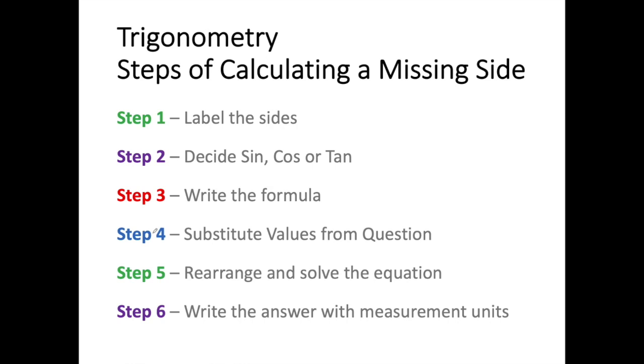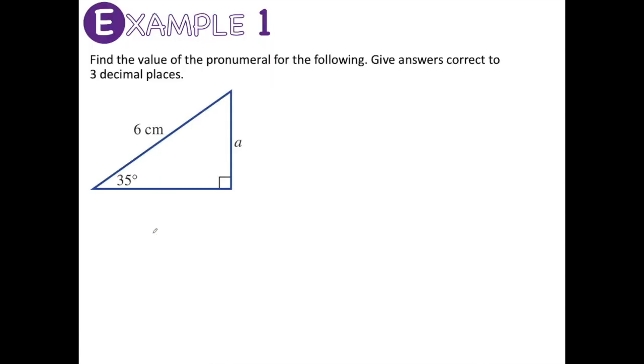So let's have a look at some examples of how we can apply these 6 steps to be able to calculate the missing side of a triangle. So in our example, we have a right angled triangle. We have an angle of 35 degrees. We have a hypotenuse of 6 centimeters. And we want to calculate our missing a length.